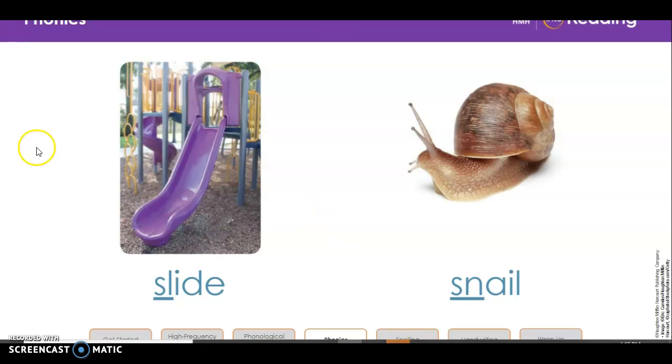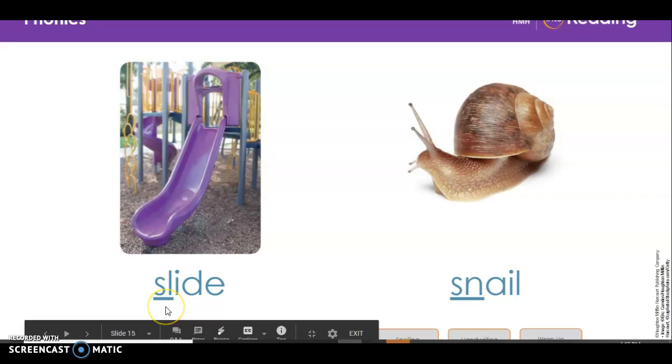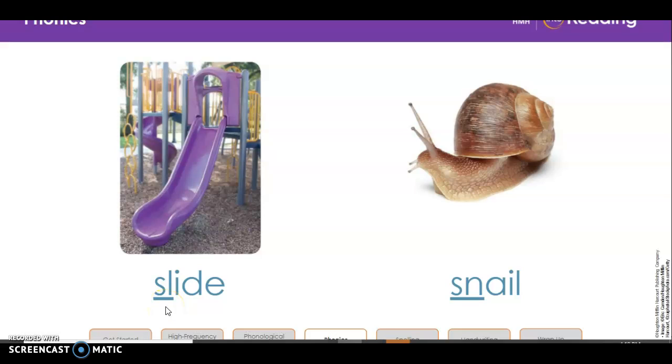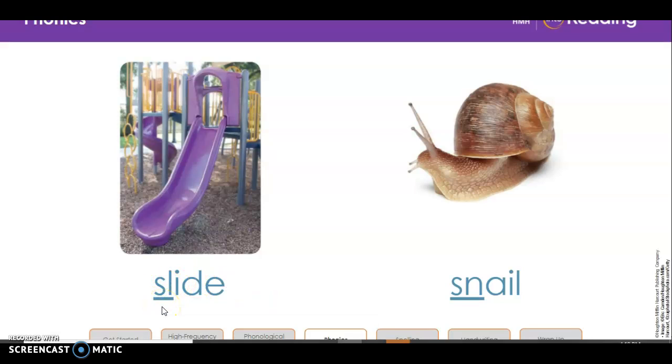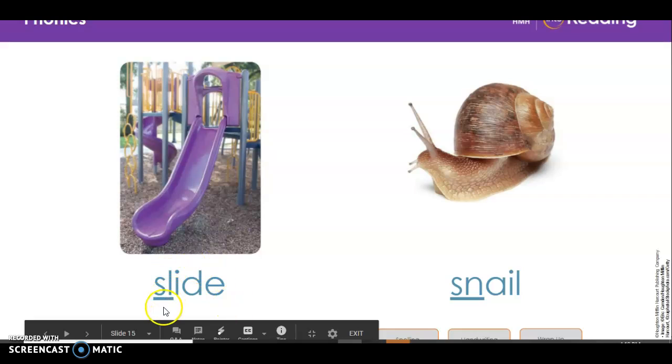The picture on the left side is slide. I hear two consonants at the beginning of slide. Sl. The word slide, the underlined letters are S and L. The letters S and L form a consonant blend. Remember that in a consonant blend, each letter stands for its own sound, but the sounds are said closely together. Listen. Slide, sl. Say the picture name and the S blend with me.